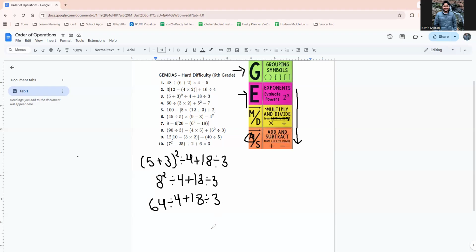Cool. Okay, I have division here and addition. Division comes before addition, and I'm going to do it from left to right. So 64 divided by 4 should be 26, if I'm not mistaken. No, no, no, 16. 16. I can double check.